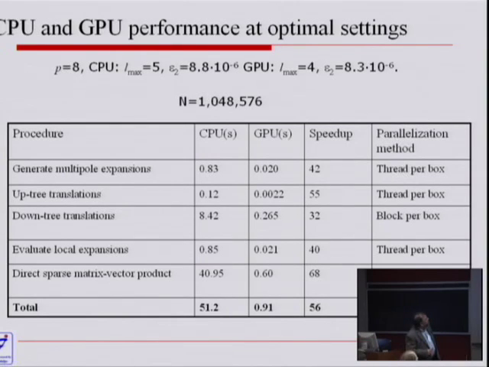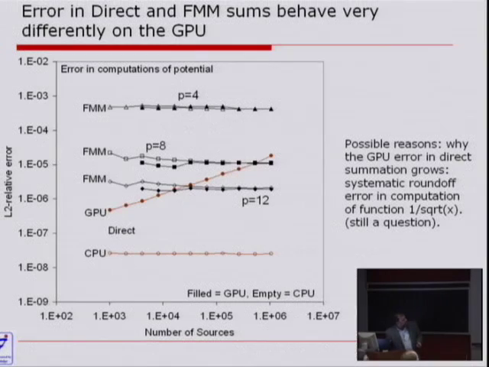If you take CPU and GPU performance at optimal settings, we have special settings for the CPU and special settings for the GPU. For each of them, we do our best. So in this case, we have this profiling, and if you see this improvement, it's overall like 56 times, but it's again tenfold. And parallelization methods are used differently depending on the procedure. For example, we can use thread per box, where one thread handles a box, or block per box, say 256 threads taking care of this box.